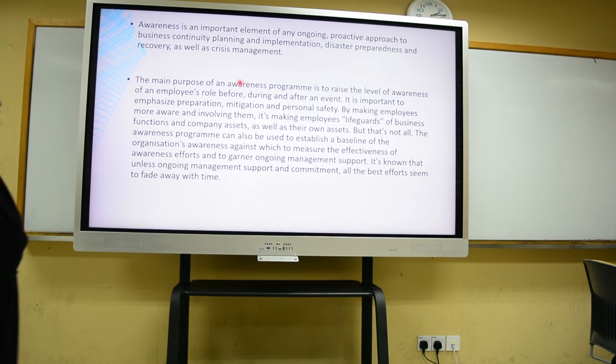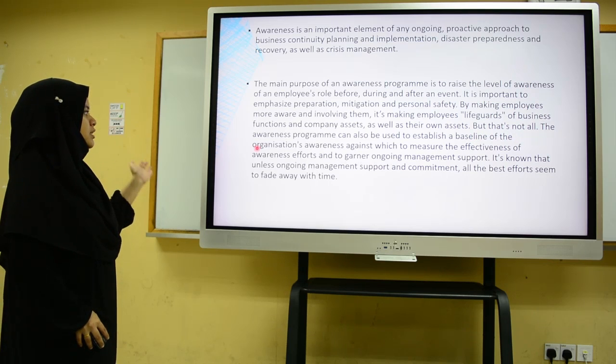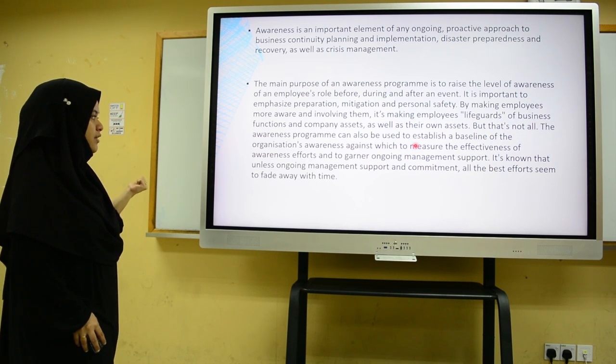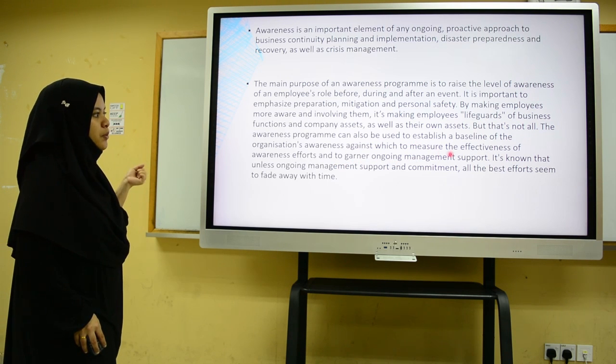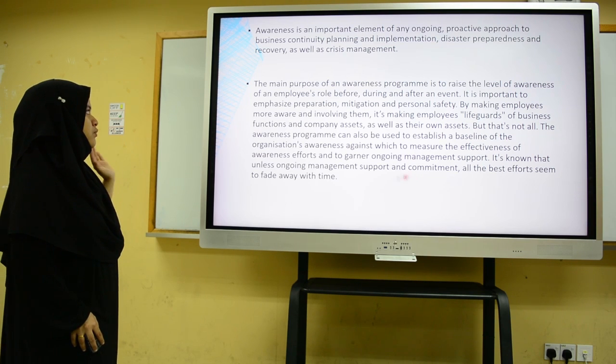Okay, awareness is an important element of any ongoing proactive approach to business continuity planning and implementation, disaster preparedness and recovery, as well as crisis management. The main purpose of an awareness program is to raise the level of awareness of an employee's role before, during, and after an event. It is important to emphasize preparation, mitigation, and personal safety by making employees more aware and involved. It is making employees lifeguards of business function and company assets as well as their own assets in the company. But that's not all. The awareness program can also be used to establish a baseline of the organization's awareness against which to measure the effectiveness of awareness efforts and to garner ongoing management support. It is known that without ongoing management support and commitment, all the best efforts seem to fade with time.